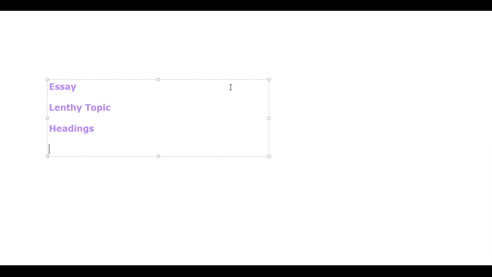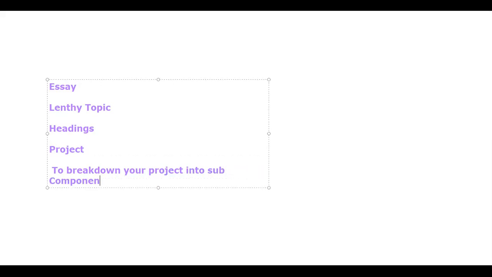In the same way, while doing project management you have to divide your project into subheadings. These headings are called WBS. So, what is the definition of WBS? To break down your project into subcomponents is called WBS, work breakdown structure. This is a very, very important thing.